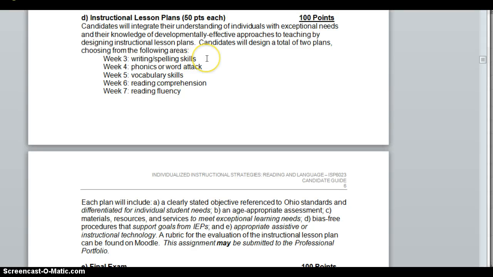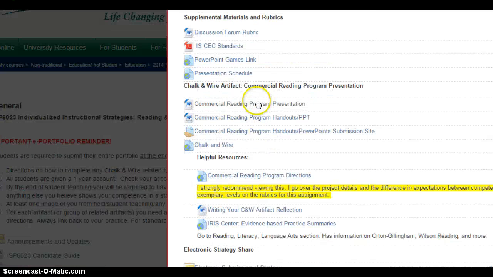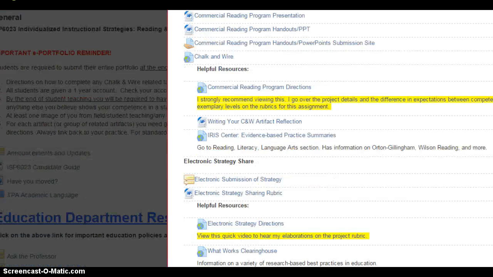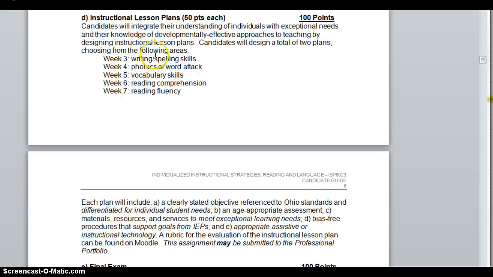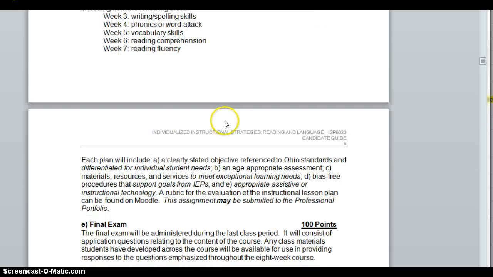And you already signed up for which areas you chose, so make sure you look at the presentation schedule. I have the presentation schedule here linked at the top of assignments. I also have it linked still under week 1, where I originally showed you it was located. But if you signed up for a writing spelling skills lesson and a reading fluency comprehension lesson, then the weeks that are beside those topics are the weeks that they are due. So make sure you understand that as you look ahead.